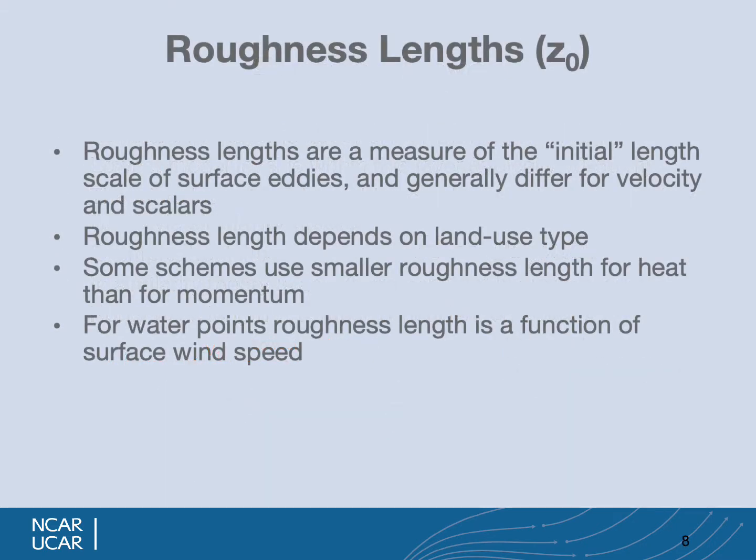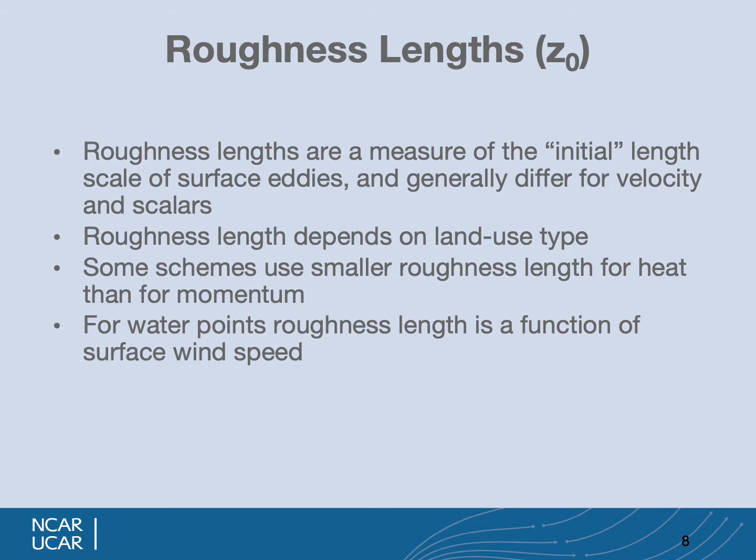The roughness length, z0, is a measure of the initial length scale of surface eddies and generally differs for velocity and scalars. It depends on the land use type and is an input parameter for the model based on the land use. So for higher obstacles, they have a higher roughness length. Things like trees in urban areas would have roughness lengths up to 50 centimeters or a meter, for example.